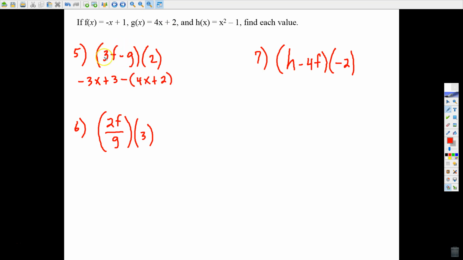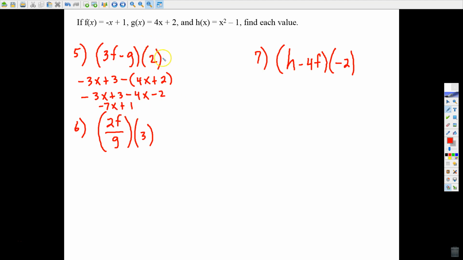Okay, so let's take care of this in the left parenthesis first, these function operations. Let's go ahead and combine like terms. Negative 3x plus 3 minus 4x minus 2. And that gets us to negative 7x plus 1.